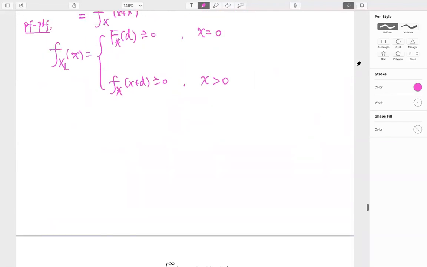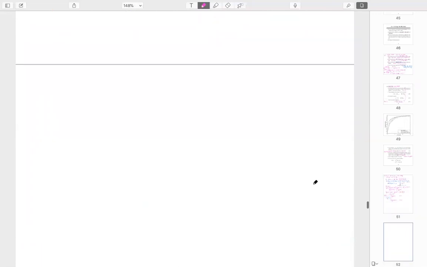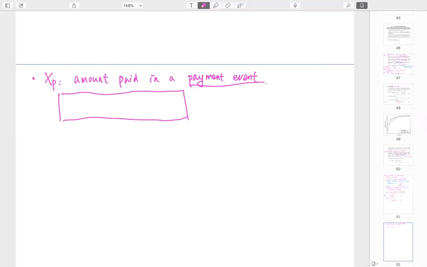Now let's do the second. Let me get one more page. The second random variable I want to analyze is X_P, which is the amount paid in a payment event. Since I want a payment event, I will have to condition: X minus d, conditional on X bigger than d. That is the case when the insurance company needs to pay.